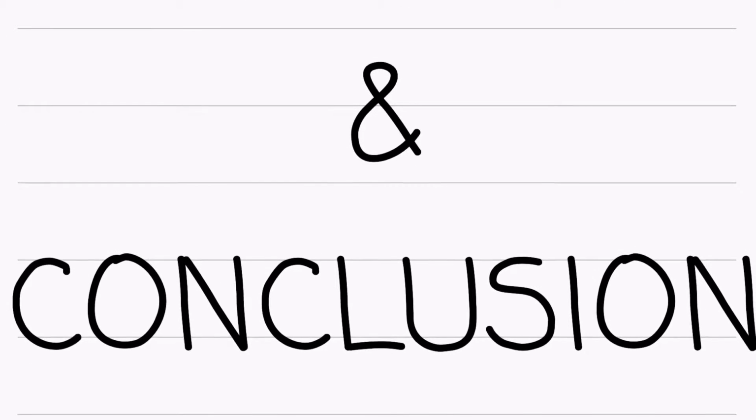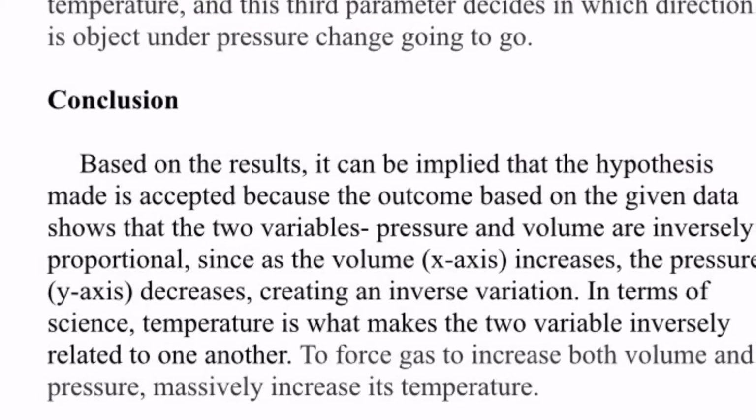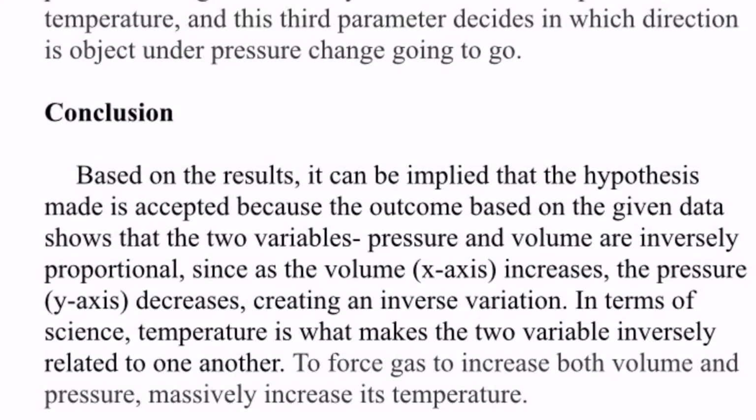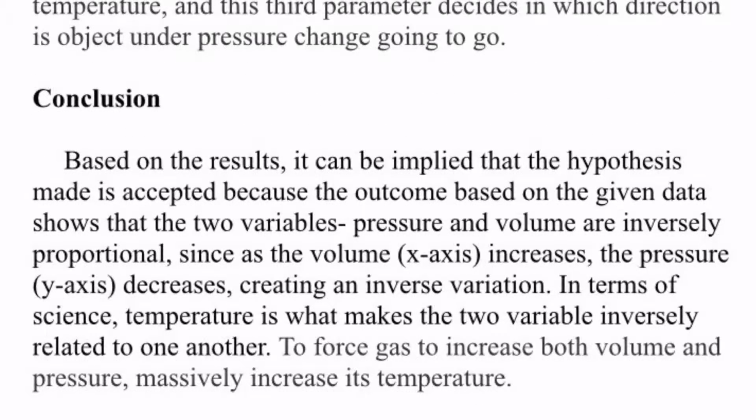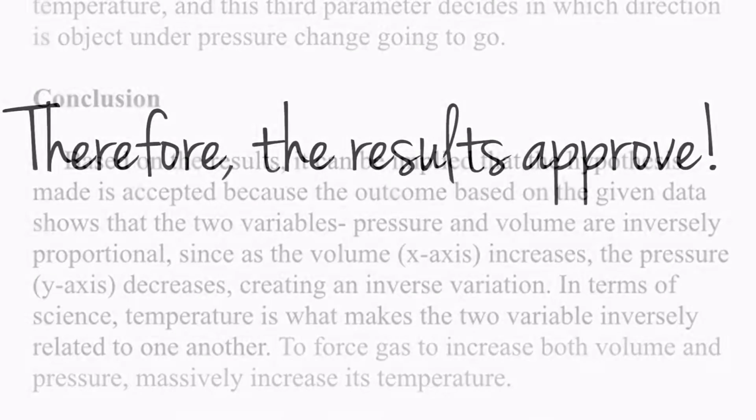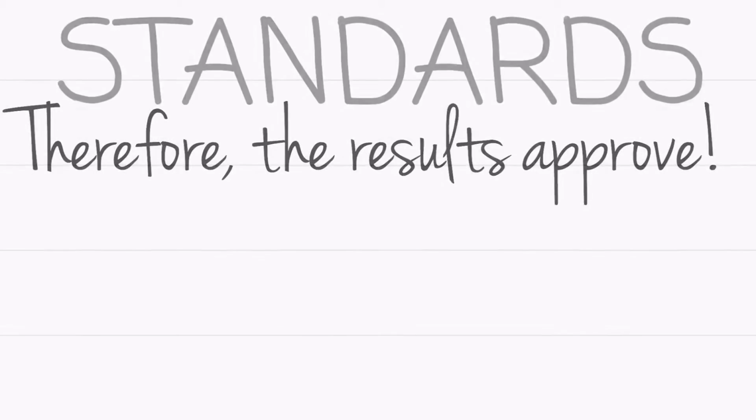In terms of the discussion and conclusion, the outcome of this research, based on the scatterplot with an algebraic expression as said before, is that the hypothesis I made before was accepted, since the outcomes of both the research and the graph made with the help of GeoGebra, based on the given data, show that the two variables of pressure and volume are inversely proportional. Based on the results, it can be implied that Boyle's law was proven correct as well, since in terms of science he said temperature is what makes the two variables inversely related to one another. To force gas to increase both the volume and pressure, massively increase its temperature, then you'll see.